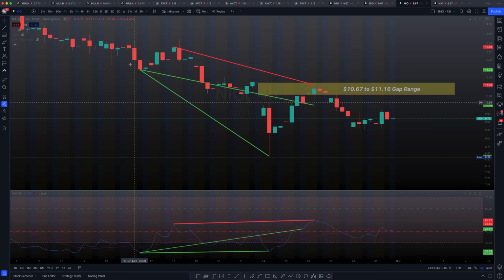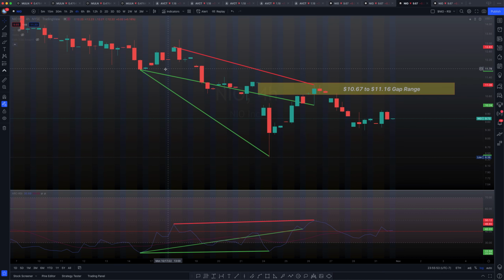And you can see that by making a lower low in price action and a lower high in the RSI signal, we also called a hidden bearish divergence right over here. And the hidden bearish divergence definitely played out, you guys.